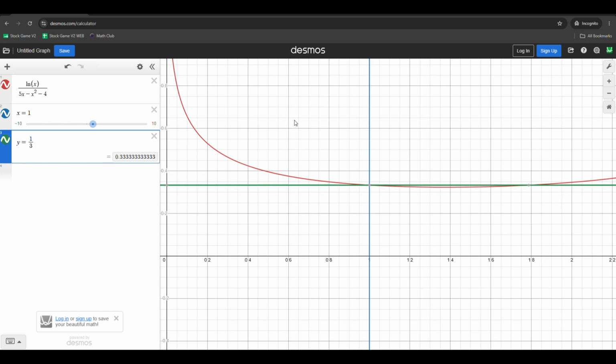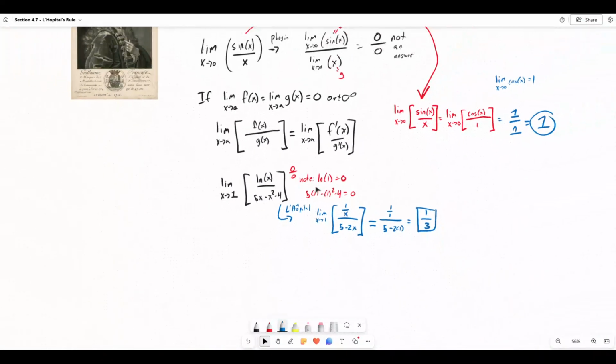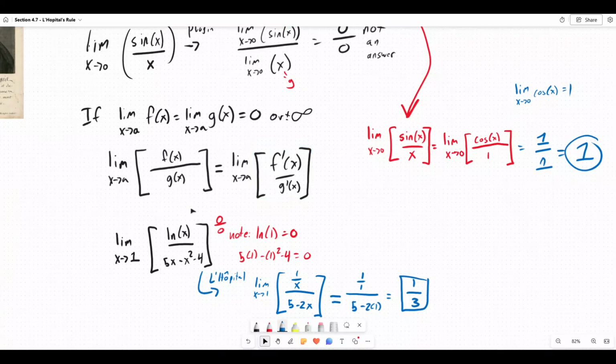Now, how do you actually find that point algebraically? Again, that's where we're going to use L'Hopital's rule. But the important thing to note is they're all consistent, right? L'Hopital's rule is just a more procedural way of generating these things that we suspect to be true.